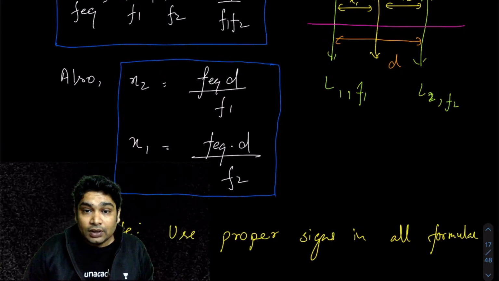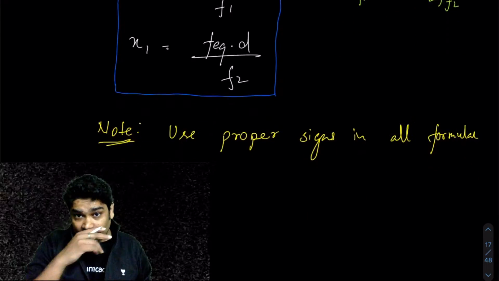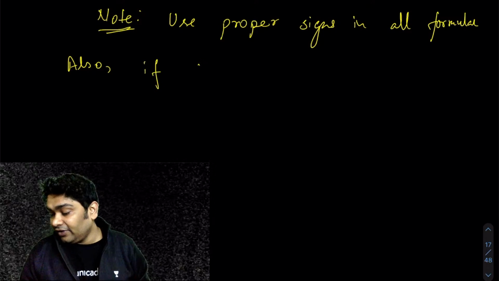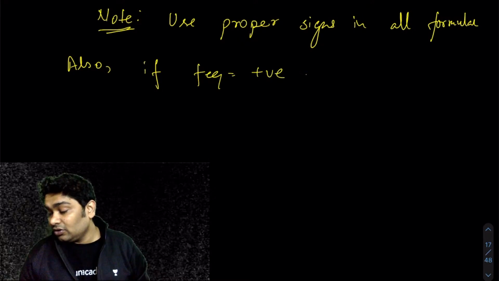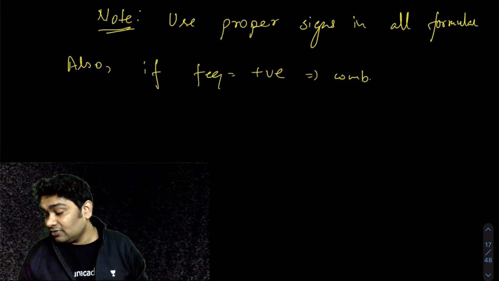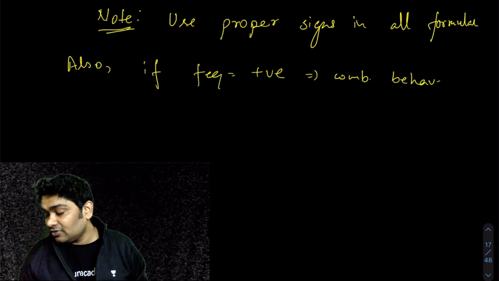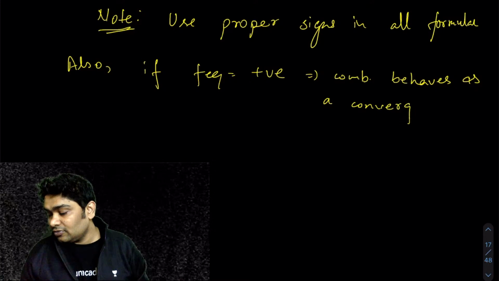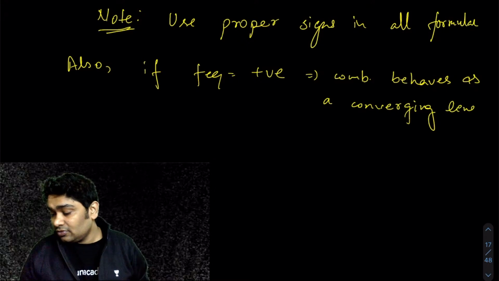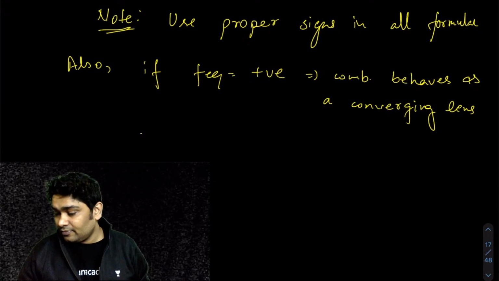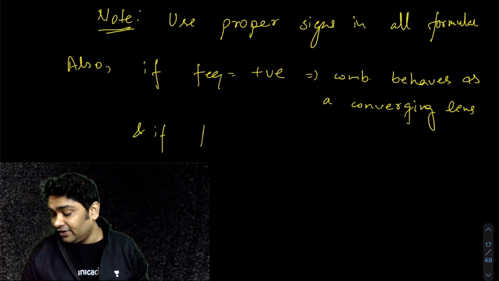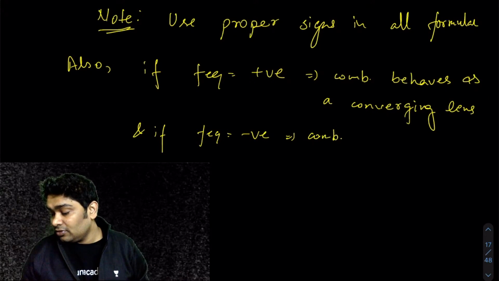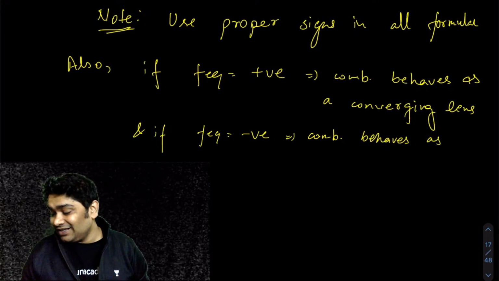Now you will also realize that if the final equivalent focal length F equivalent comes out to be positive, the combination behaves as a converging lens. And if F equivalent finally comes out to be negative, the combination behaves as a diverging lens.